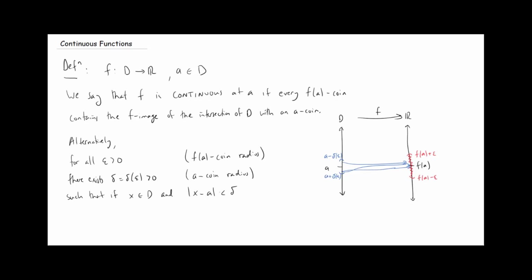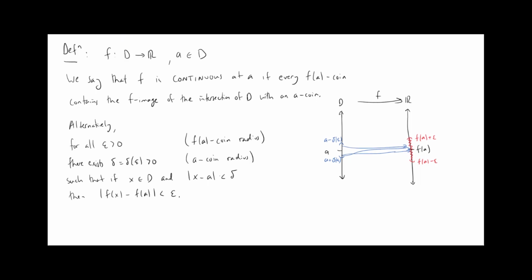Okay, so if you have some point in D and it's within delta of a, then f of x and f of a are within epsilon of each other. Okay, meaning that f of x lies in this f of a coin of radius epsilon. All right, so there's our definition in both words and in symbolic jargon. Okay, let's draw another picture.